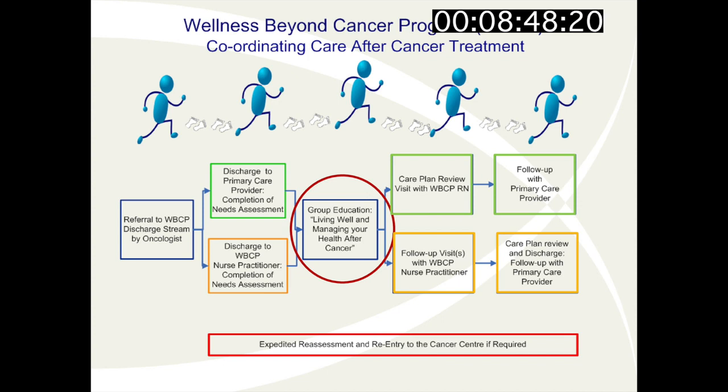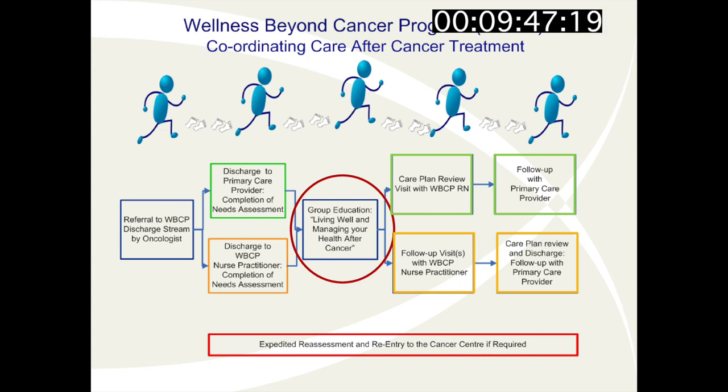The red circle around the blue box that says the education class, Living Well and Managing Your Health After Cancer, is where you're at right now. This is the education class that you're participating in online. Then what happens after this education class, you will be notified by our clerical team to book you for a care plan review visit if indeed you are part of the green box, that being out to your primary care provider, or you will be contacted by the clerical team if you fall within the stream of being followed by the nurse practitioner for a period of time until you eventually transition to your primary care provider. If you're not sure which of the two streams that you have been referred to, then you can call us and we can help you by identifying which stream your oncologist has referred you to.